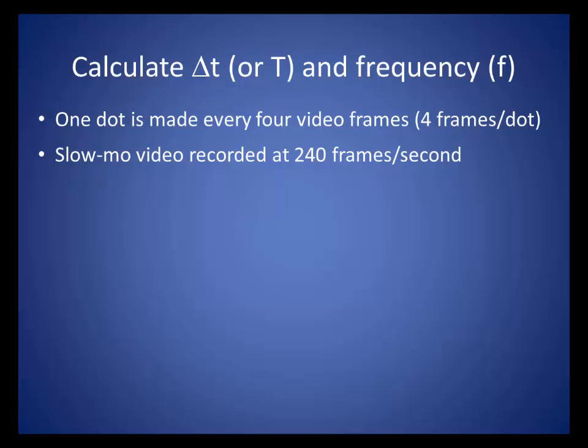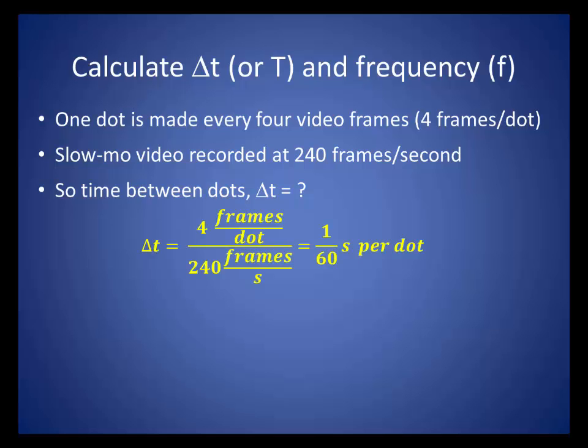So how can I use 4 frames per dot and 240 frames per second to come up with the time per dot? Well, if we use dimensional analysis, we can look at our units canceling here. So our time should just equal the number of frames per dot divided by the number of frames per second. Our frames cancel top and bottom, and the seconds in this complex fraction get flipped up to the top. And 4 divided by 240 is 1/60th second per dot.